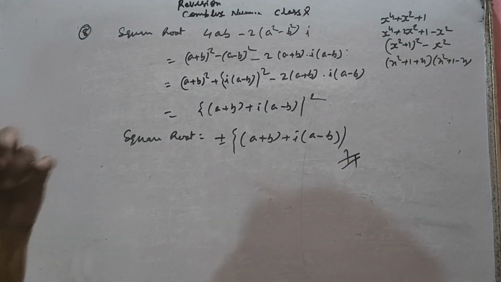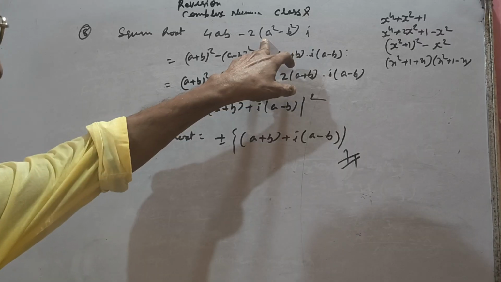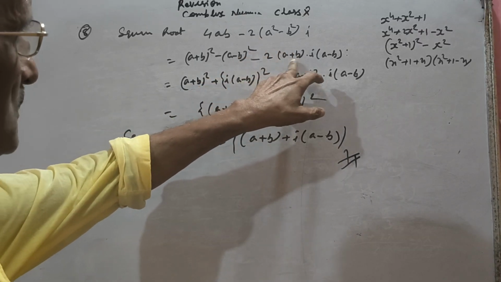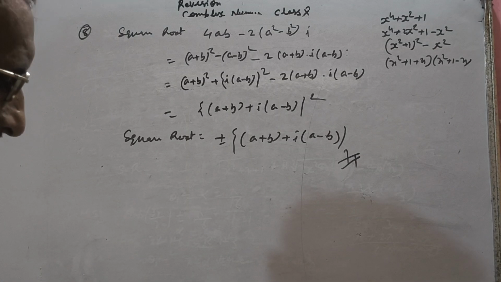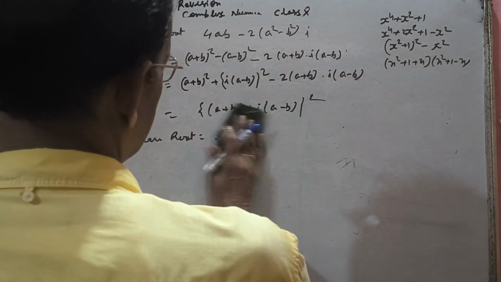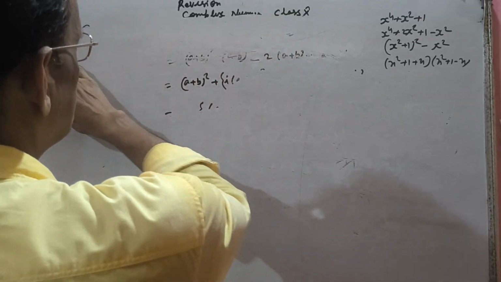Understood? From here only we'll get the hint. Express in the form of twice ab. Then you can write a² and b² easily. Okay? So these are the important square roots. Others you can do easily.